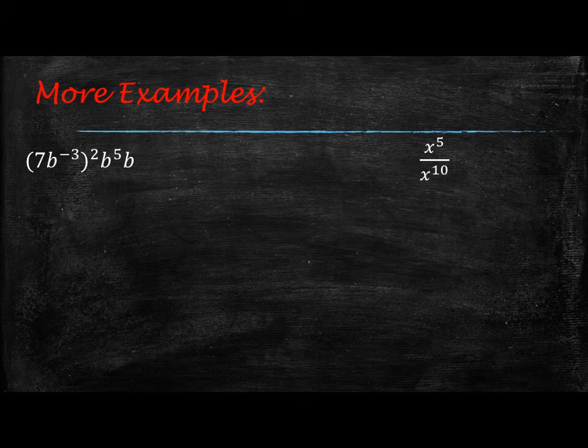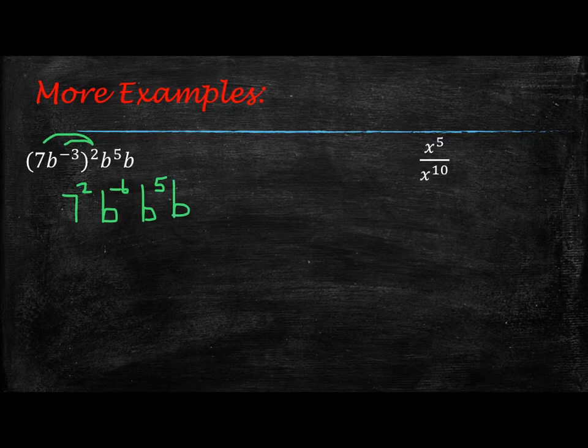All right, last couple of examples combine a couple of different properties. So let's look at this first one. The first thing I'd want to do is distribute that power of 2 to both pieces in the parentheses. So that's going to be 7 squared, and then we need to multiply those exponents, so b to the negative 6, and I'll go ahead and do what 7 squared is in just a second. And then I have b to the 5th times b. So then just simplify it.